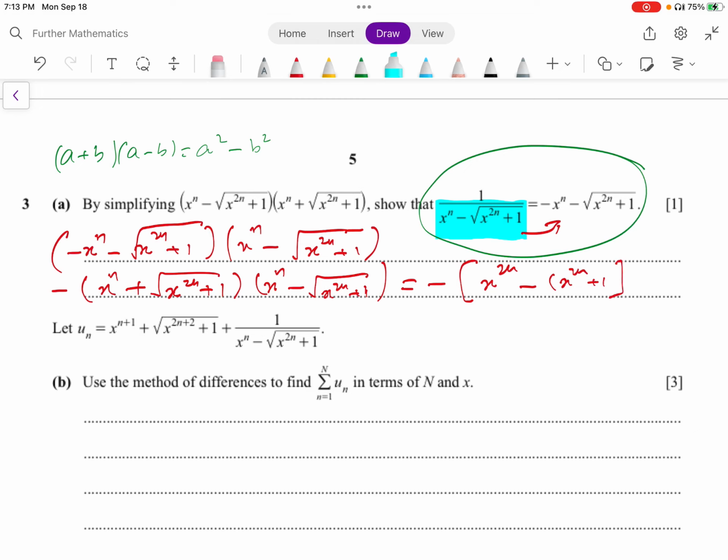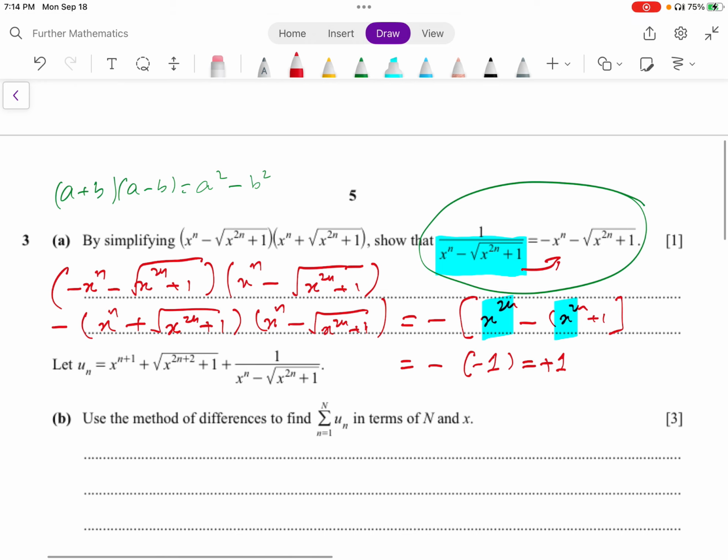So we can see that these two terms are being cancelled and we are getting minus 1 inside the bracket, and there's a minus sign outside the bracket, so we are going to get plus 1 eventually. So this is what we have to prove, that this product is equal to 1.